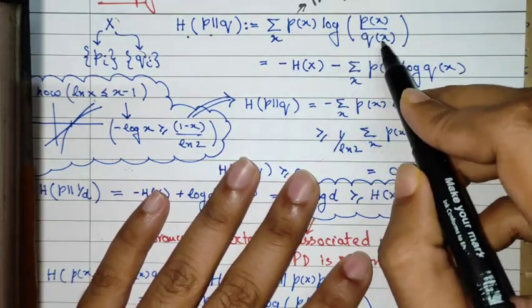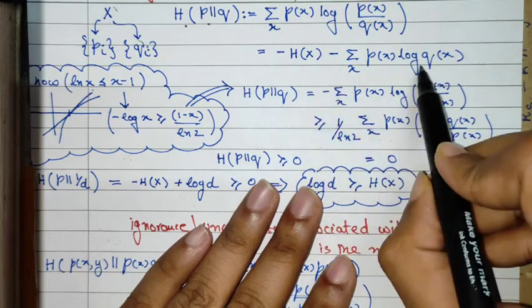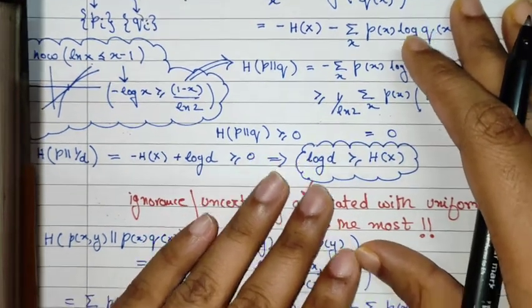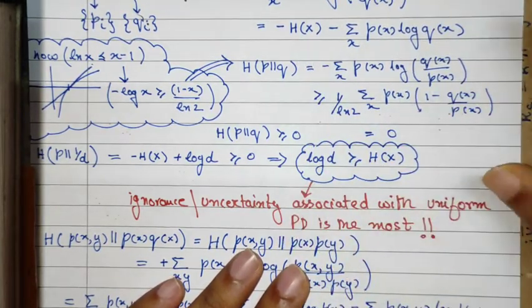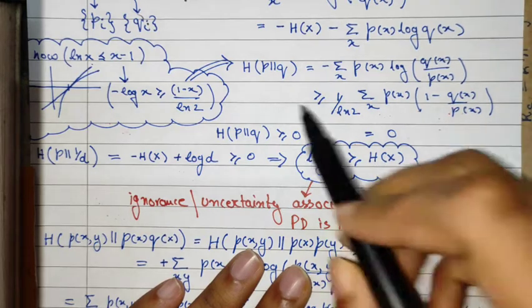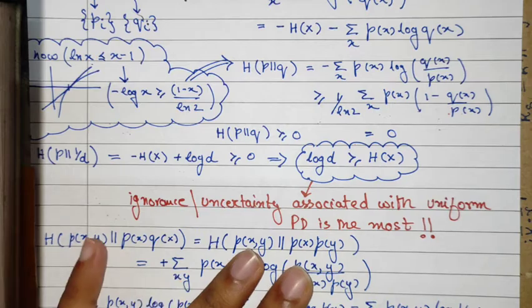Now you can use the log a by b property, log a minus log b, to say that this is this, where H is the Shannon entropy. So till here everything is fine. Now we will be proving one of the important inequalities, which is the fact that the relative entropy is always greater than or equal to 0.